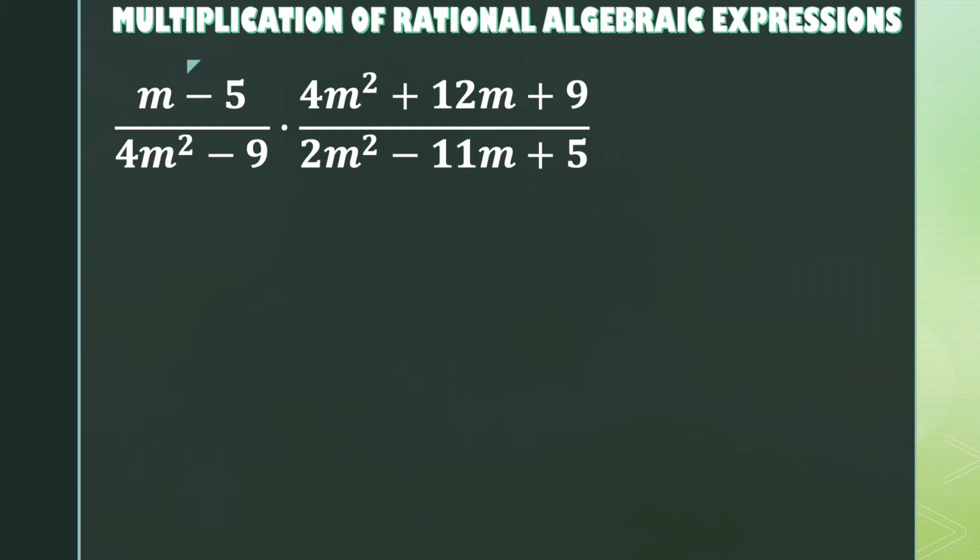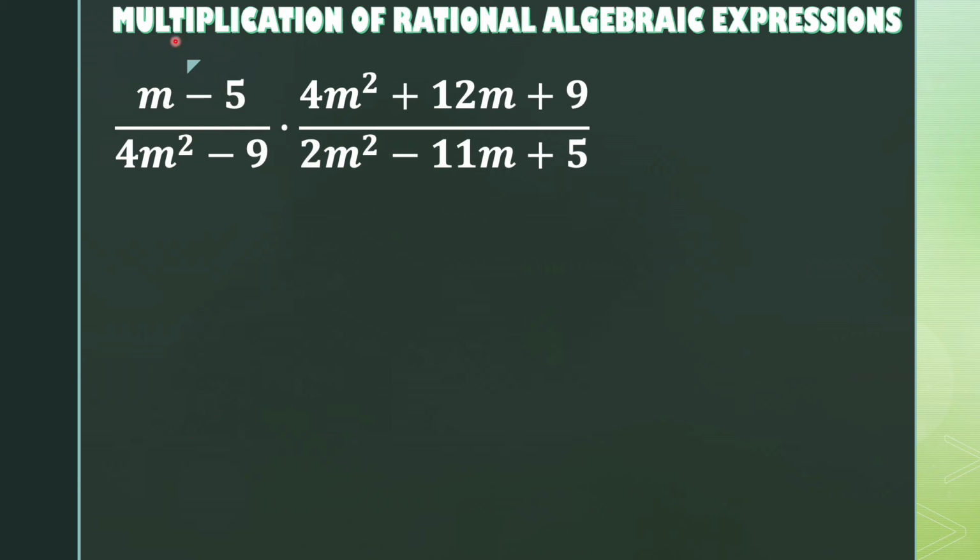Okay, next example. M minus 5 over 4m squared minus 9 times 4m squared plus 12m plus 9 over 2m squared minus 11m plus 5. Yan. So, ang given natin is, meron tayo ditong difference of two squares. Meron din tayong perfect square trinomial at isang general trinomial. So, unahin muna natin to.